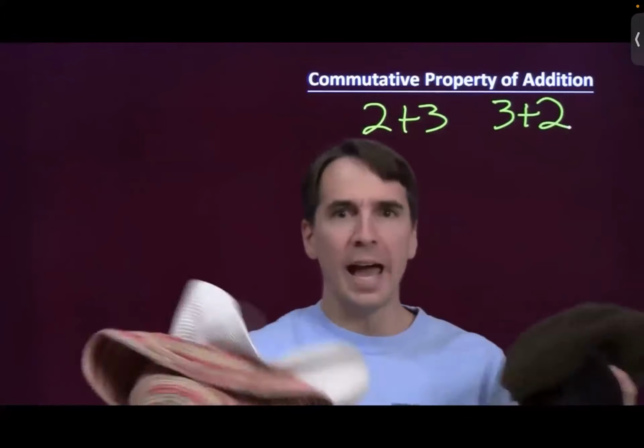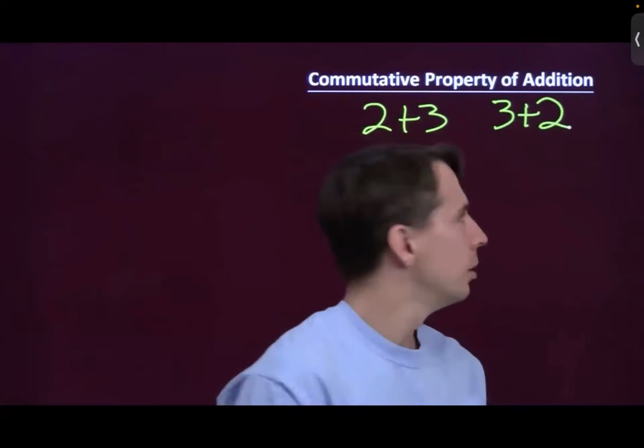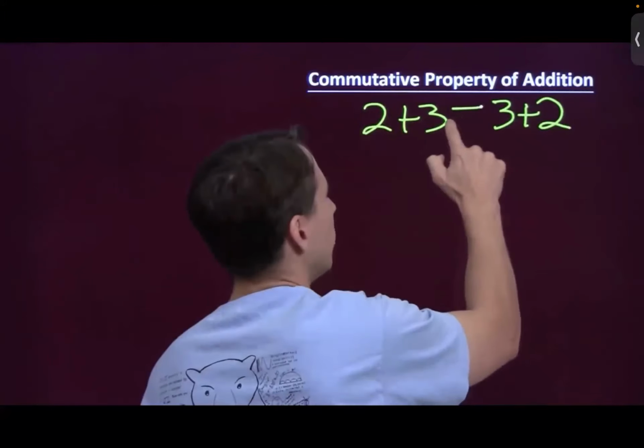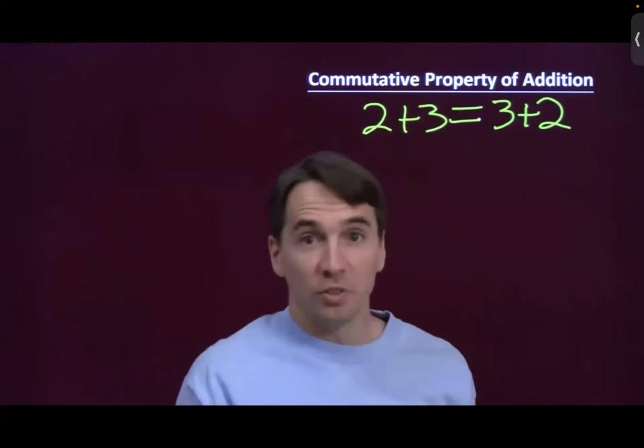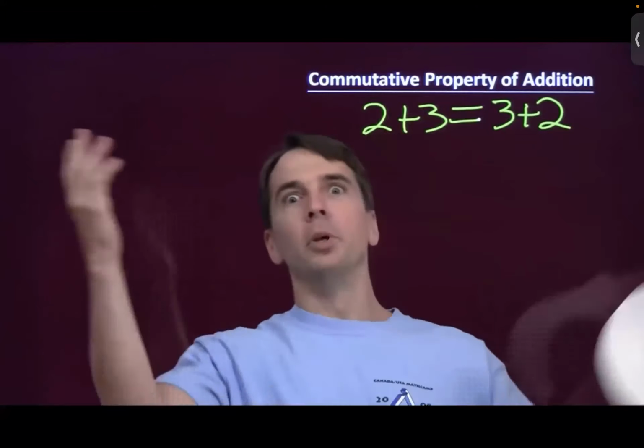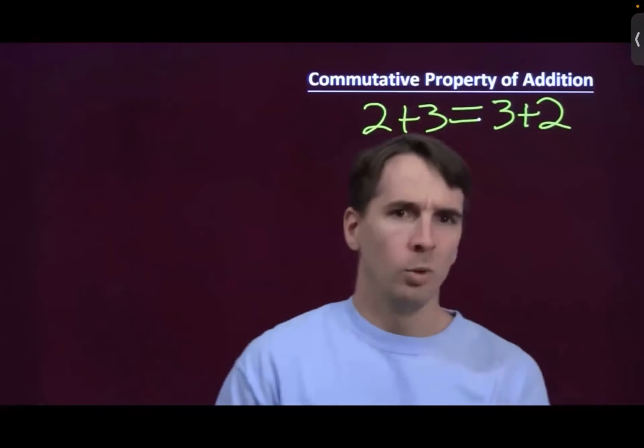Well, it doesn't matter which order I count the hats in. They're the same number of hats either way. So these two have to be equal. And there's nothing special about 2 and 3. Could write 4 plus 5 is 5 plus 4. 9 plus a million is a million plus 9.